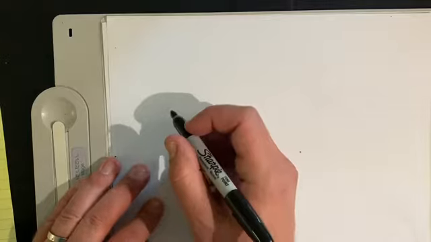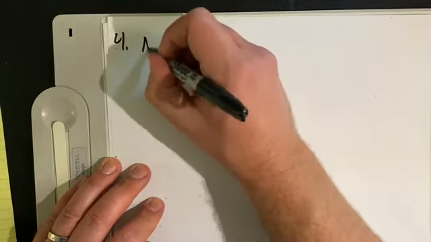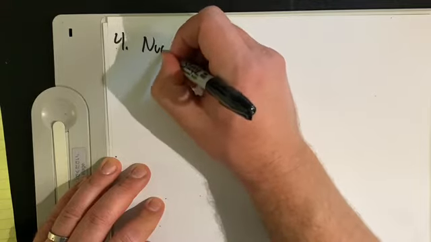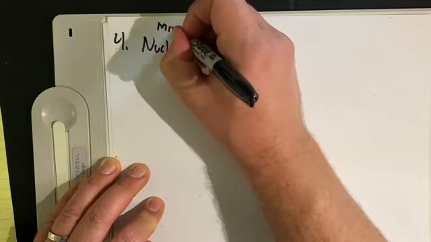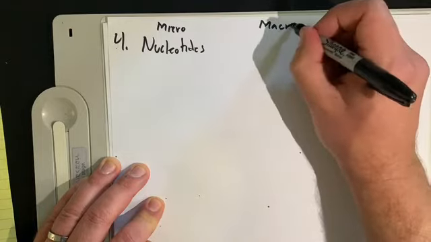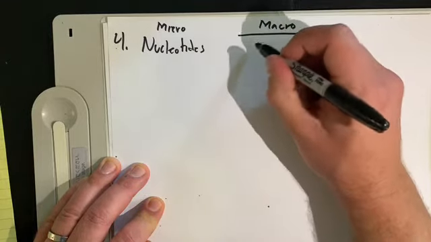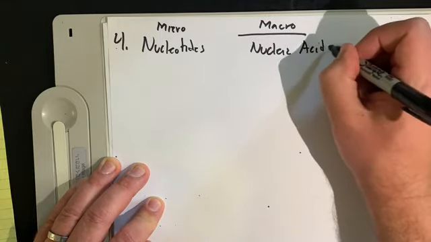All right, so our last macromolecule that we're going to be talking about are our nucleic acids. So this is our fourth. And so we're going to have our nucleotides, which are the micro, and then the macro will be our nucleic acids.